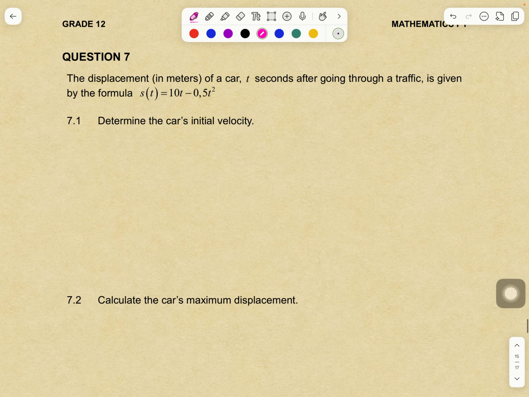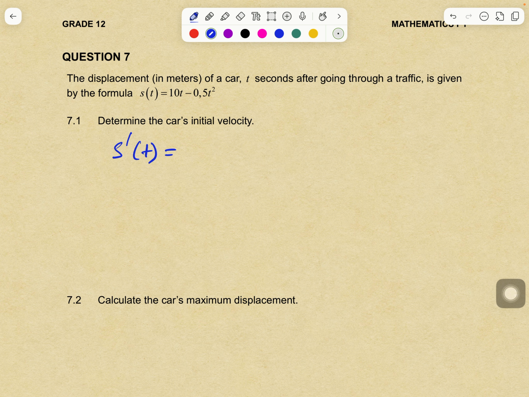Simple. The next question, they say that the displacement in meters of a car, t seconds after going through a traffic light, is given by the formula. So there is the displacement, and it's moving in t seconds. They say determine the car's initial velocity. Initial means 0. But do we have the velocity function? No. Let's get the velocity function.